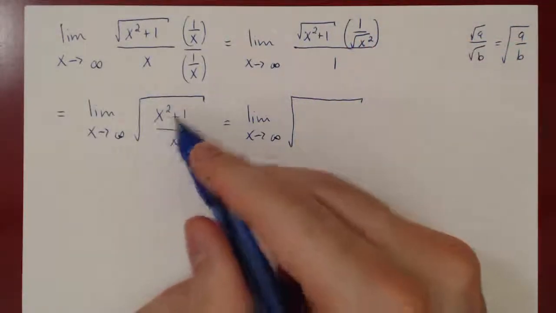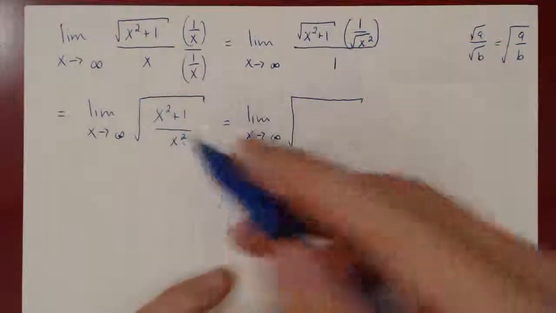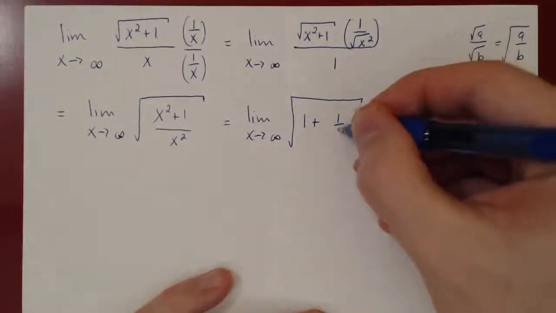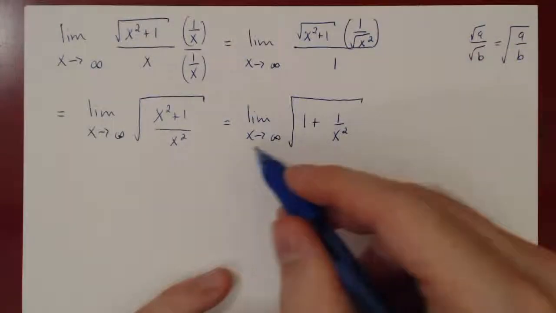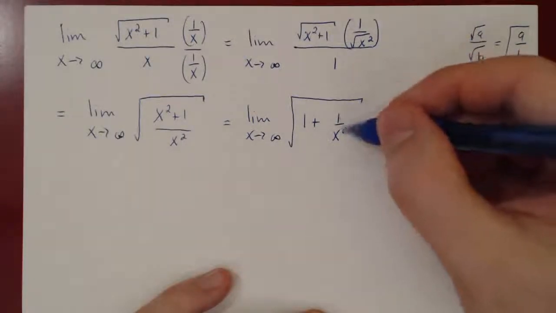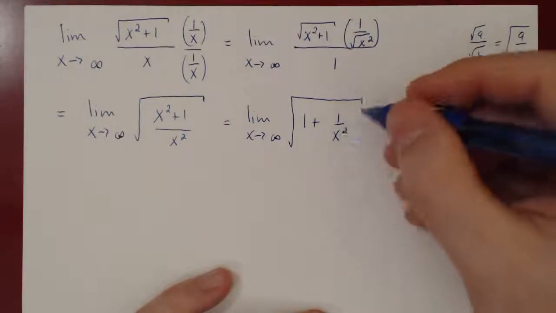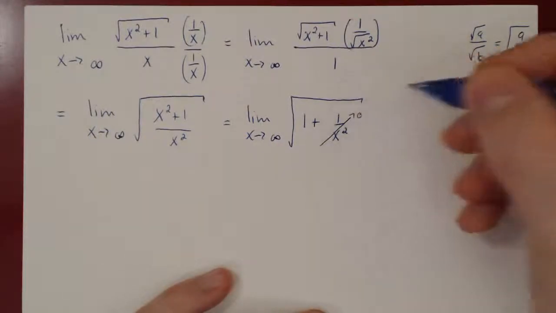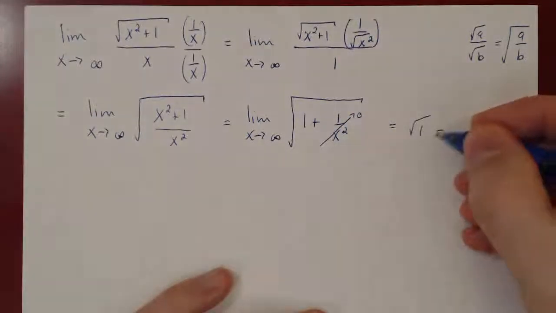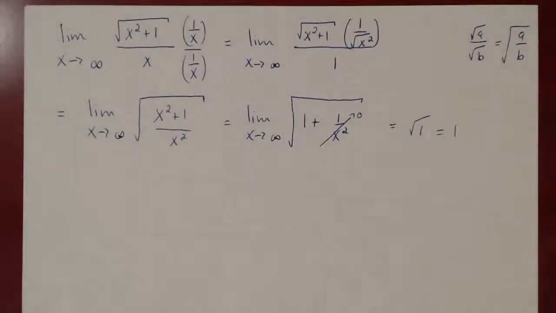Divide both terms in the square root by x squared, so x squared over x squared is 1, plus 1 over x squared. But as x goes to infinity, so does x squared, and so if x squared goes to infinity, 1 over x squared will go to 0. And you're left in the end with the square root of 1, which is quite simply 1. And there you have it.